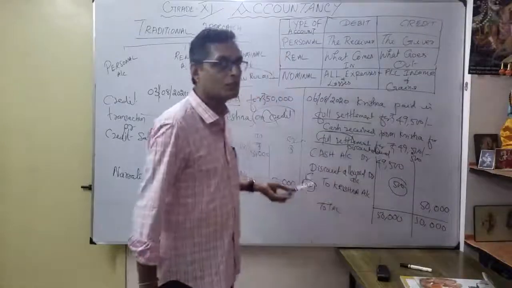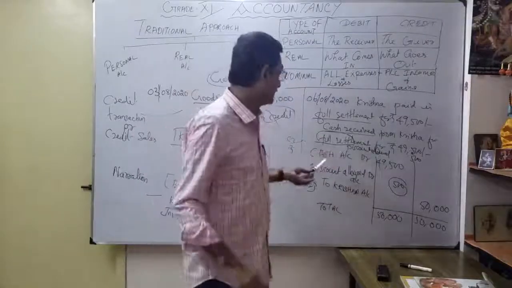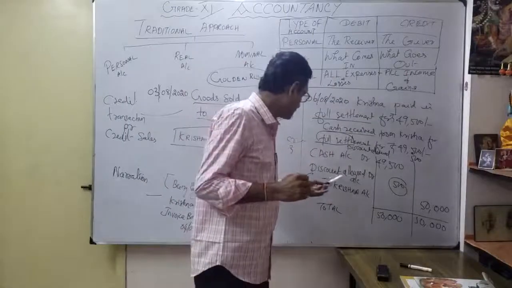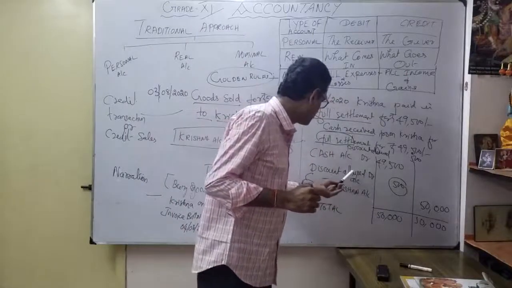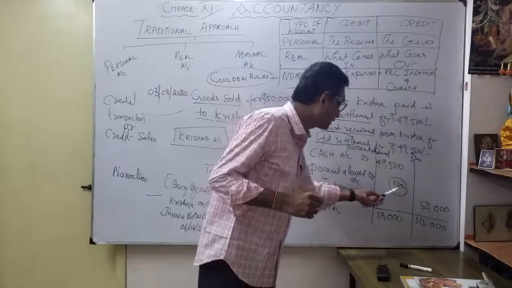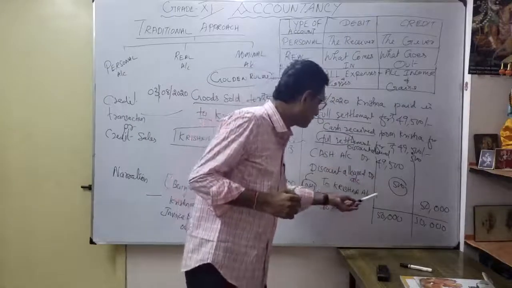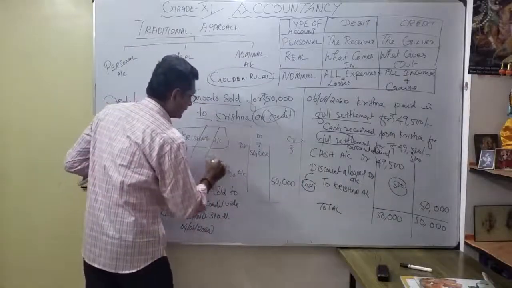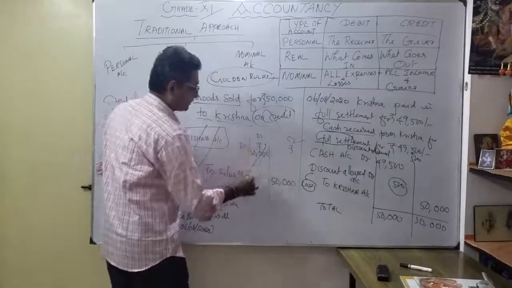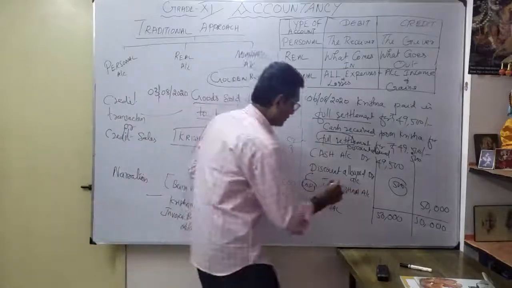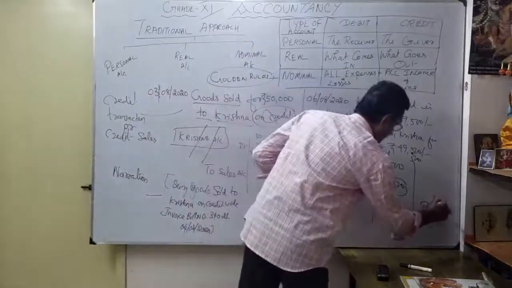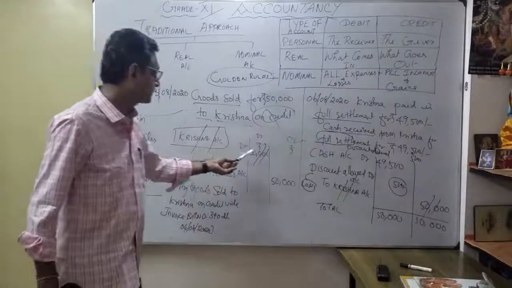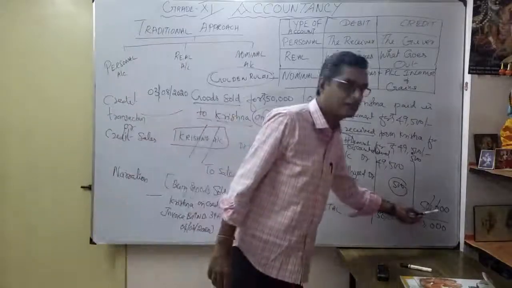You understood now? So I repeat once again. How will we say: cash account debit 49,500. We got that money. Then discount allowed account debit 500. To Krishna account 50,000. See here, Krishna how much debit? 50,000. So I put it on the credit side, Krishna account. Now the account is cancelled, understood? That's why the comparison. See the entry. The Krishna account was debited 50,000. Now the Krishna account I credited 50,000.